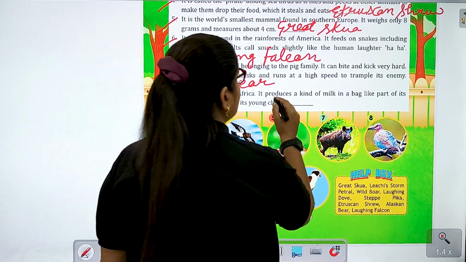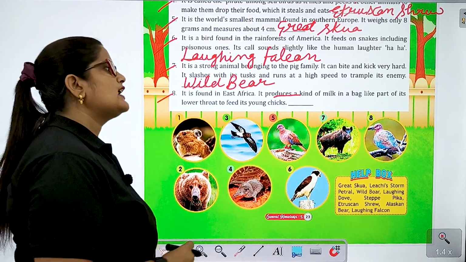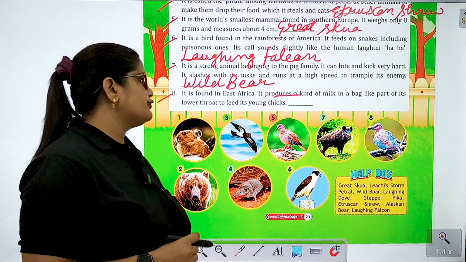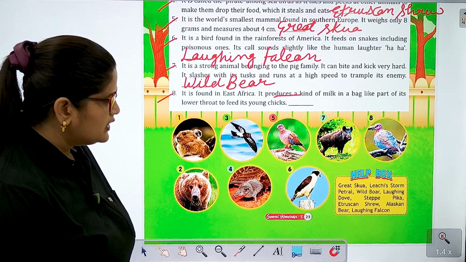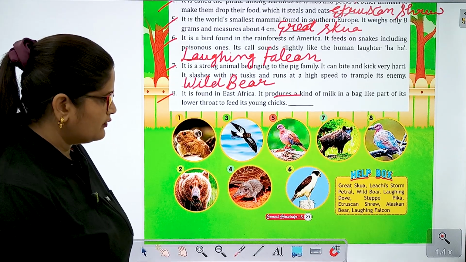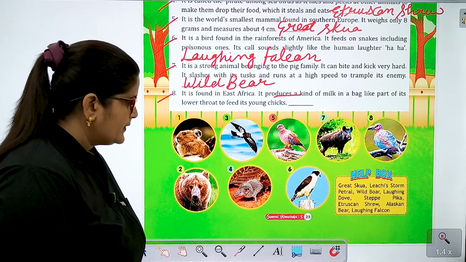It is found in East Africa. It produces a kind of milk in a bag-like part of its lower throat to feed its young chicks. So the last one is laughing dove.